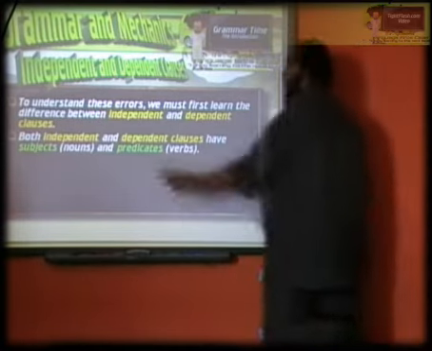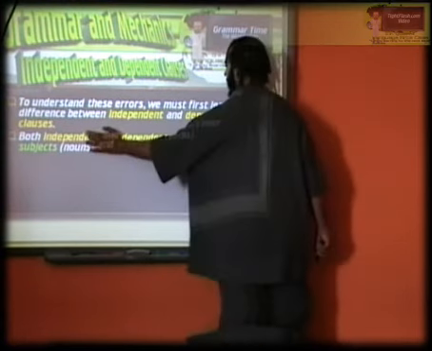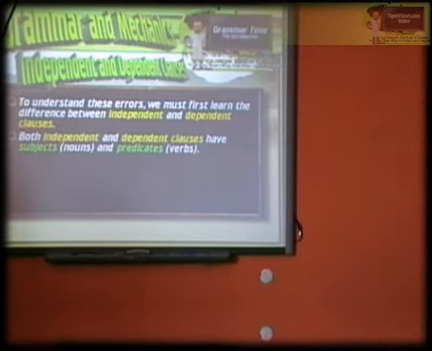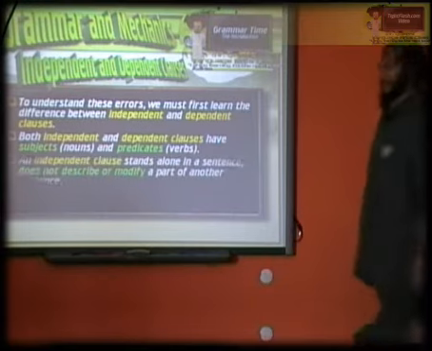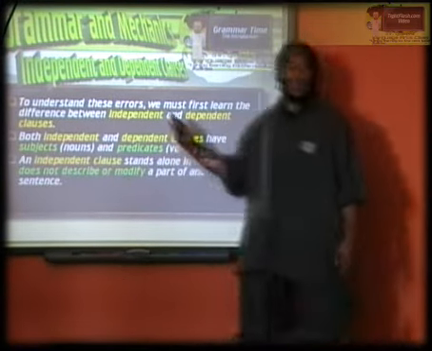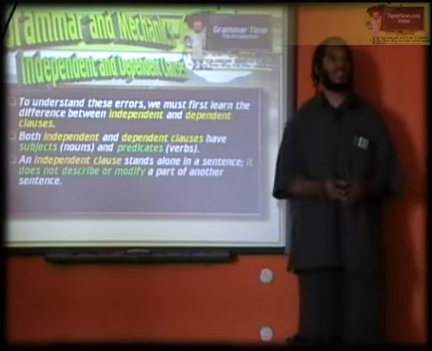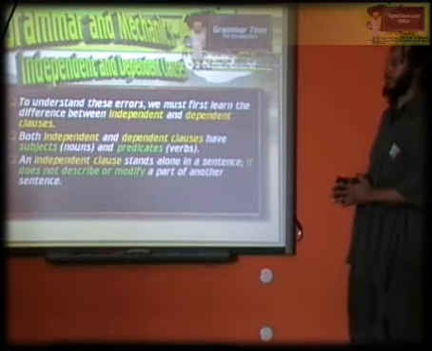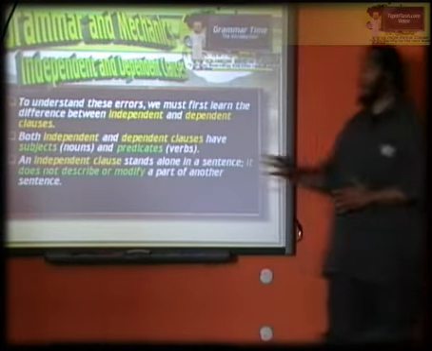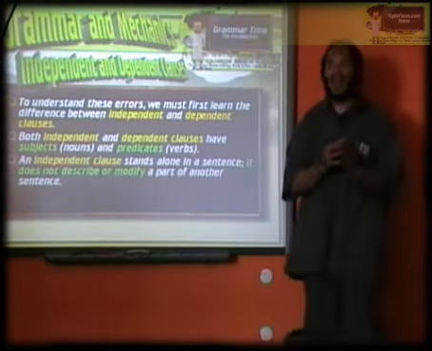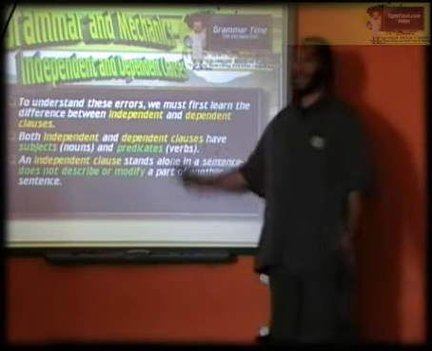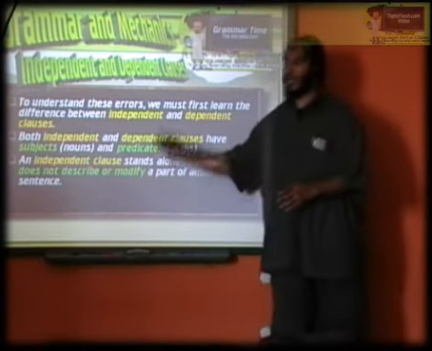Okay. We have two types of clauses, independent and dependent. We need to know the difference between those two. And this is very important. An independent clause stands alone in a sentence. It does not describe or modify a part of another sentence. It does not need anything. It can be a sentence by itself, an independent clause.